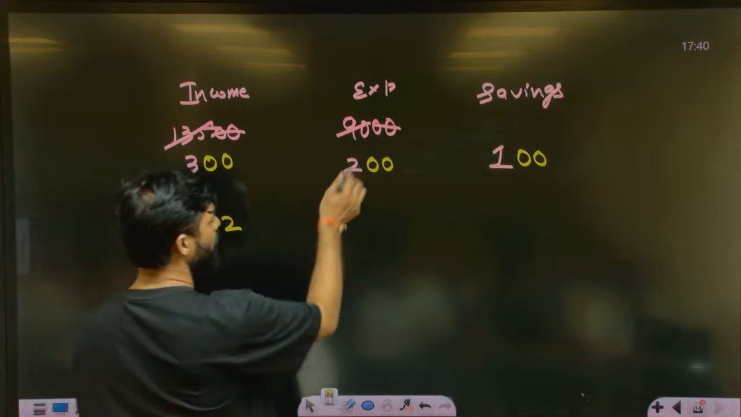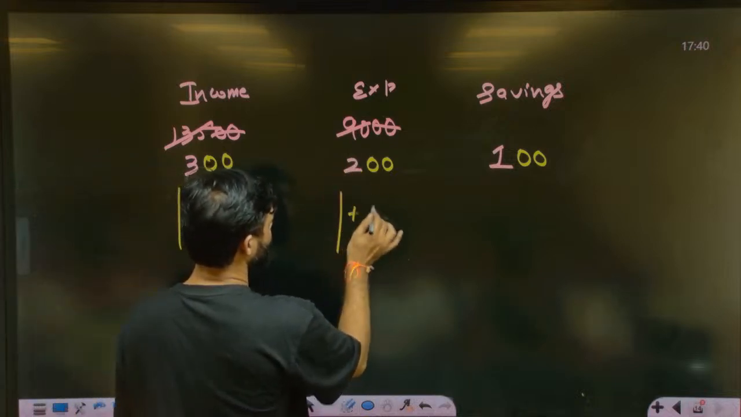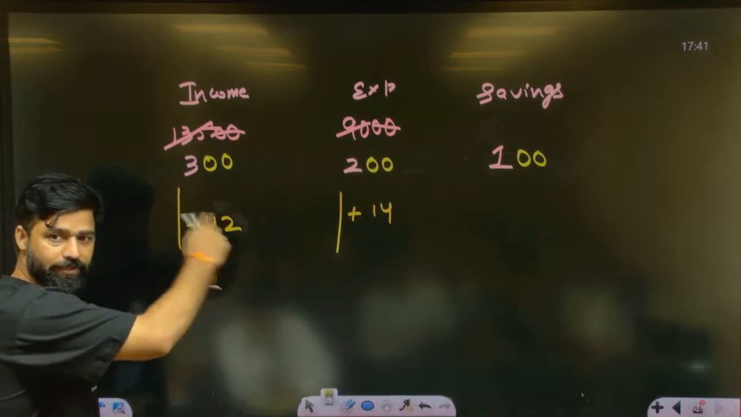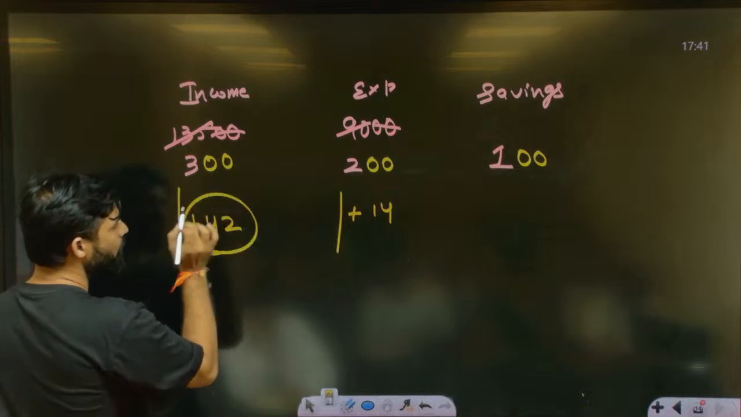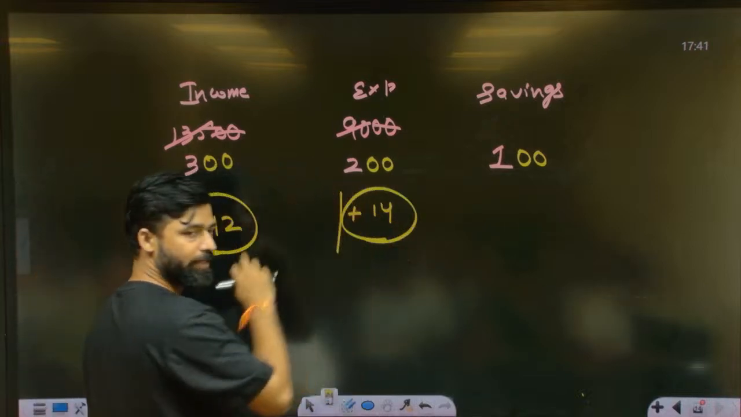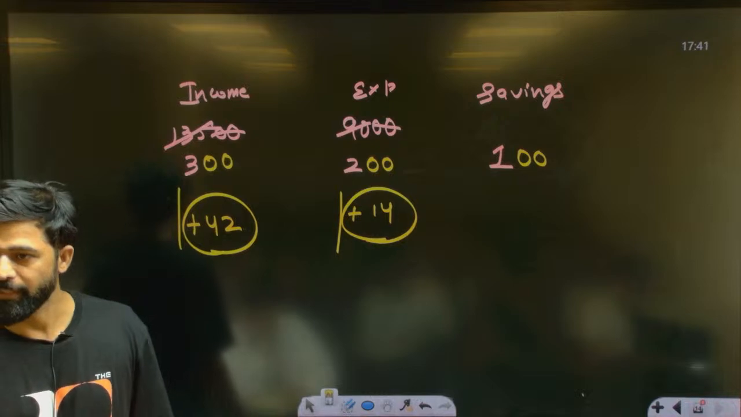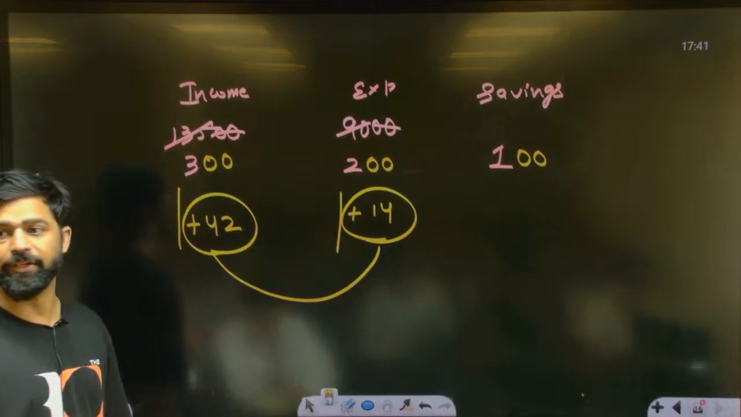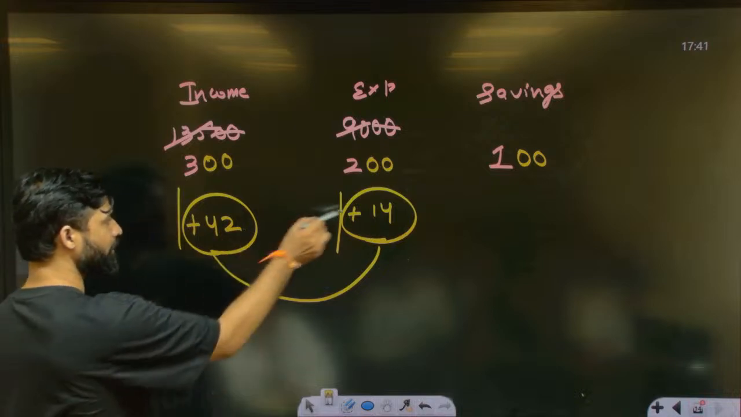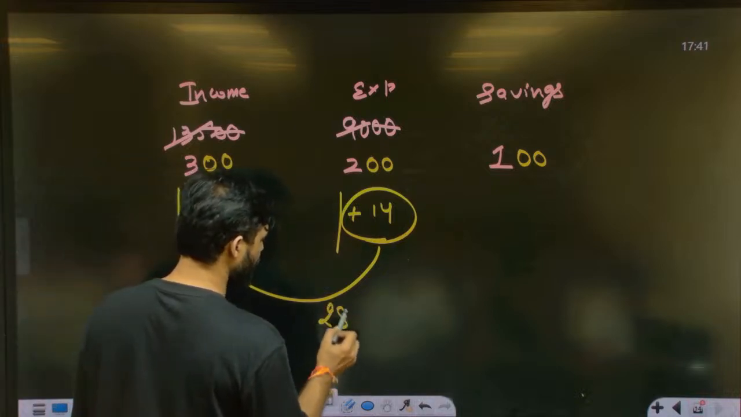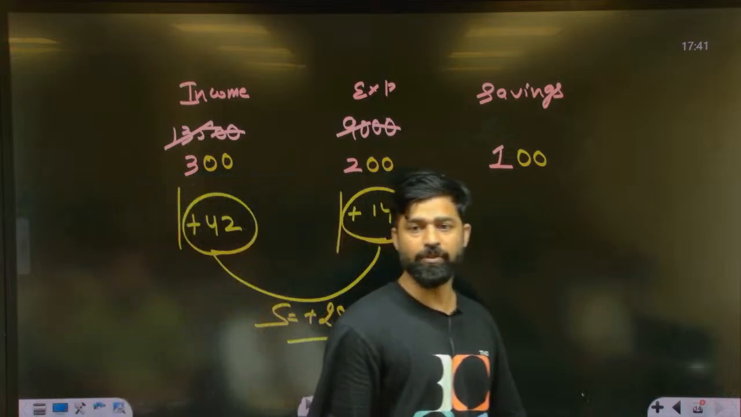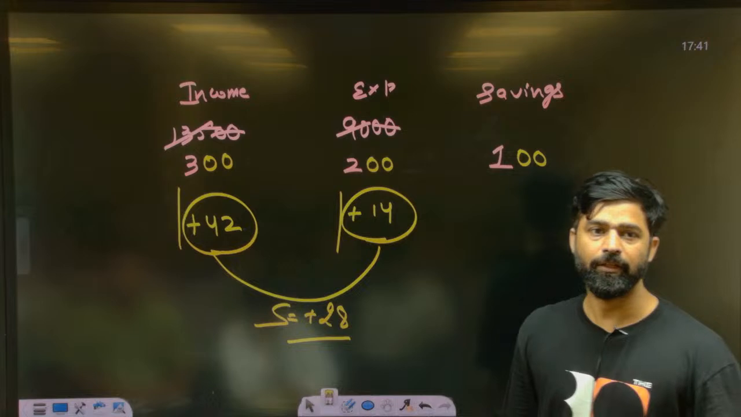His expenditure also increases by 7%. So 7% of 200 will be 14. So his new increased income is 42, and his new increased expenditure is 14. The difference between these two will be the increased savings: 42 minus 14, that will be 28. So the savings increase by 28 units.